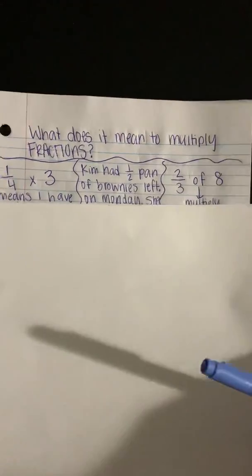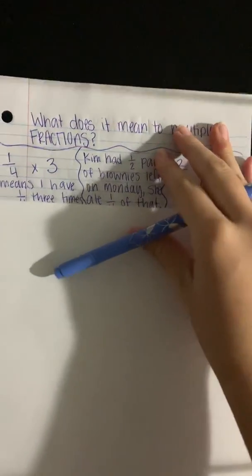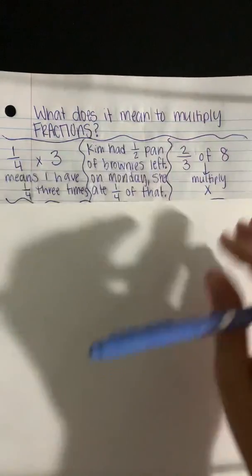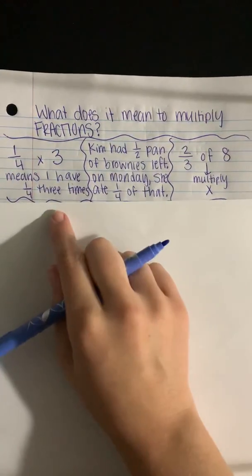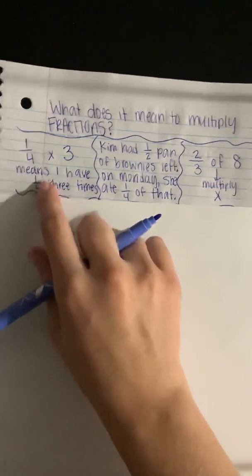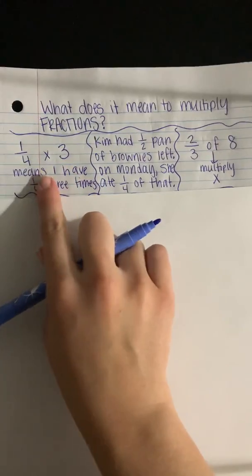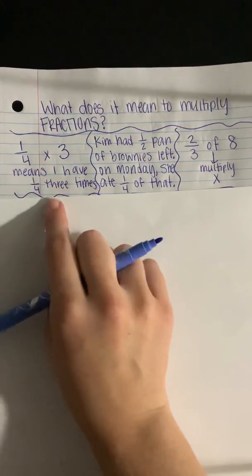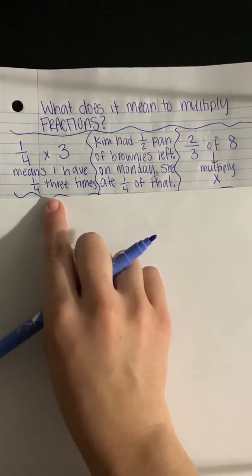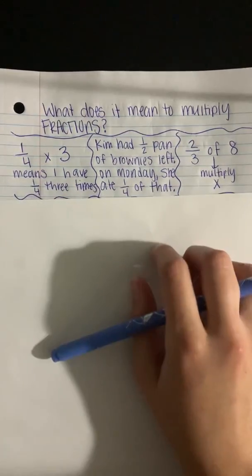To start, I gave you 3 examples just to get you thinking, and I do want you to write these into your notebook. So one way that you can think about this is if I give you a problem like 1/4 times 3. That means that I have the fraction 1/4 and I'm showing it to you 3 times.